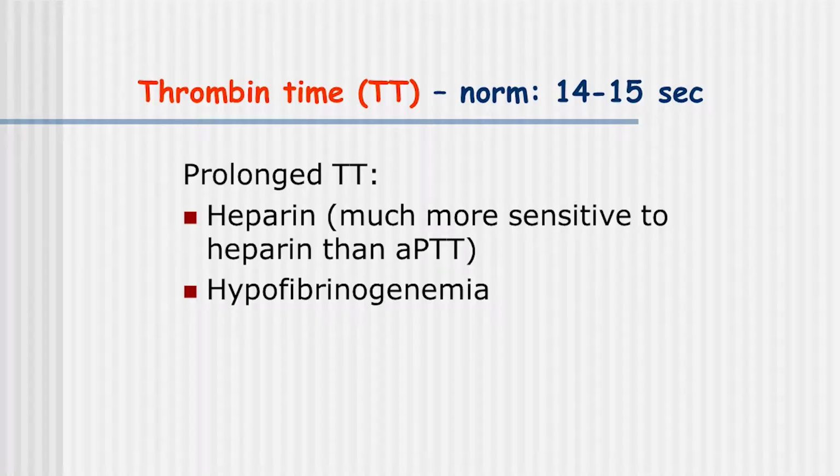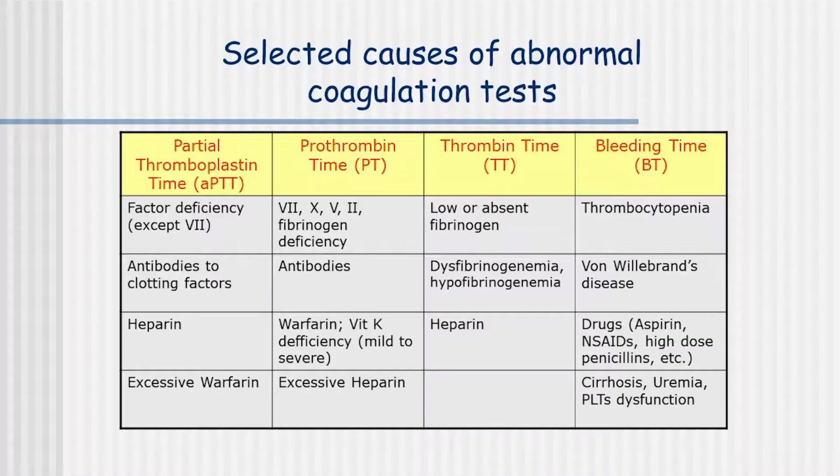So prothrombin time, the normal time is between 14 and 15 seconds. Heparin is much more sensitive than the prothrombin time. We have hypofibrinogenemia. That means that the person has a lower fibrin clotting time. Now, there are several causes that lead to abnormal blood clotting. We have factor deficiency, antibody to clotting factors, heparin, excessive warfarin, and so on and so forth.